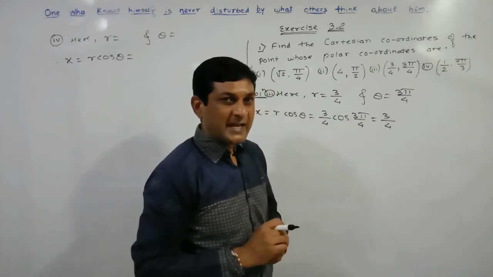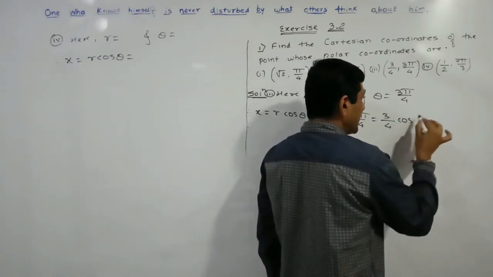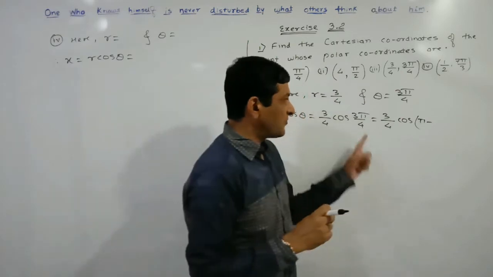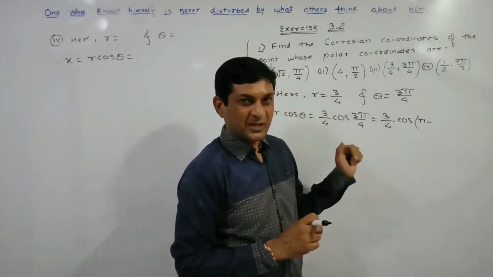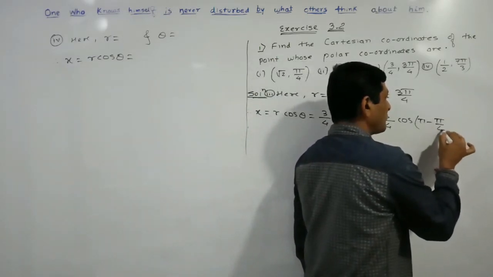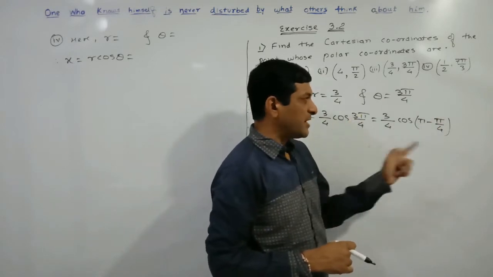And 135 lies in what? Second quadrant. And we know that second quadrant can be written as pi minus what should be subtracted from pi to get 3 pi by 4? 3 pi by 4 means what? 135. So for that purpose we are subtracting pi by 4 from it. So let us check whether this difference is equal to 3 pi by 4 or not.